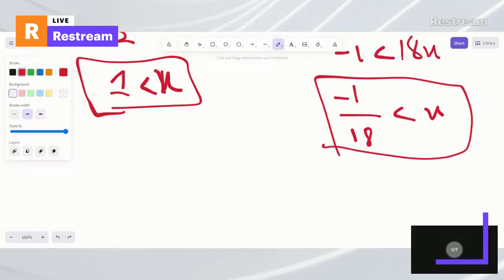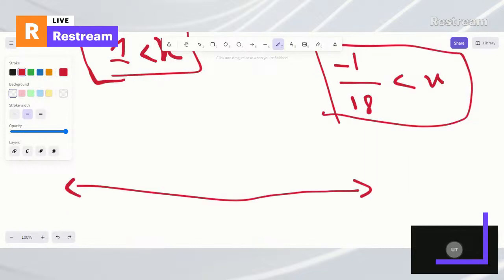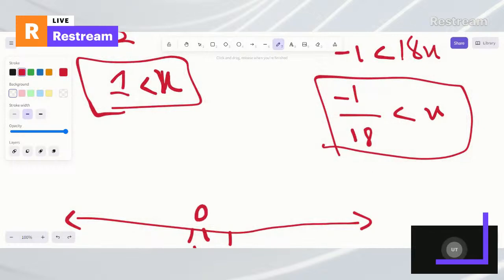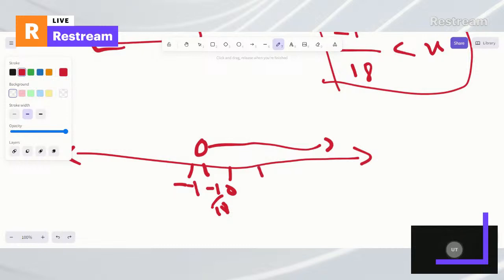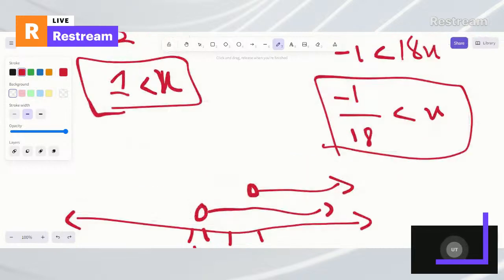Now if I plot it on a straight line, what does it mean? I have 0 over here, I have minus 1 over here, right? So it means that I have some value, negative 1 over 18, somewhere around here. So it's saying that x is greater than this. Now I have 1 over here, so it's saying that it is greater than 1 as well. So what do we do in this regard?